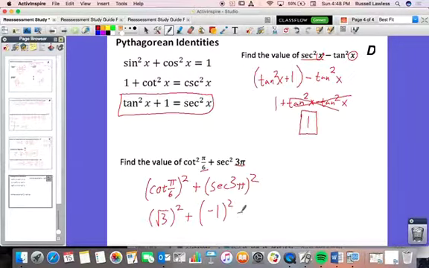When you square both of these, the square root of 3 squared is 3. You can add that to negative 1 squared, which is negative 1 times negative 1, a positive 1. That would give you a final answer of 4. And that will conclude our first video and our first part of the part 1 retest.